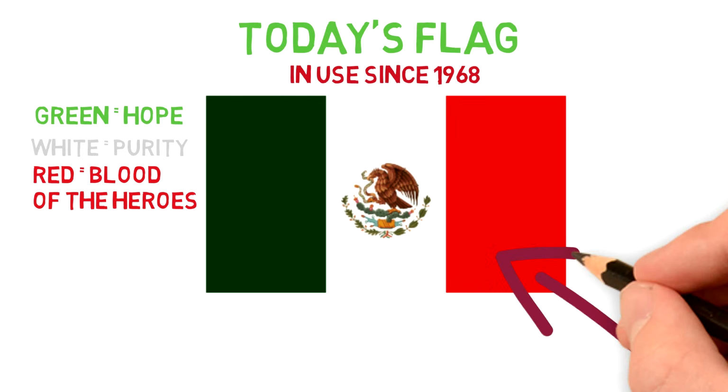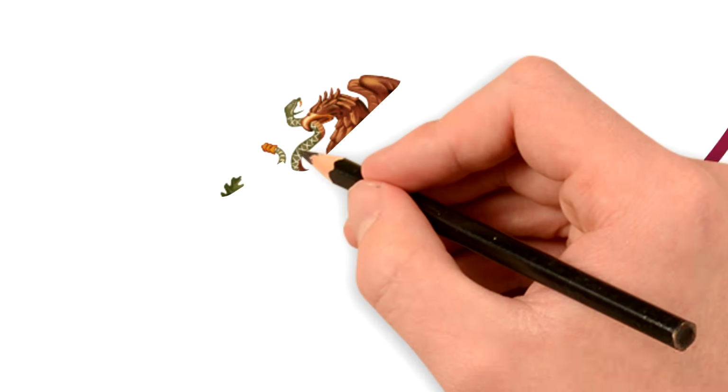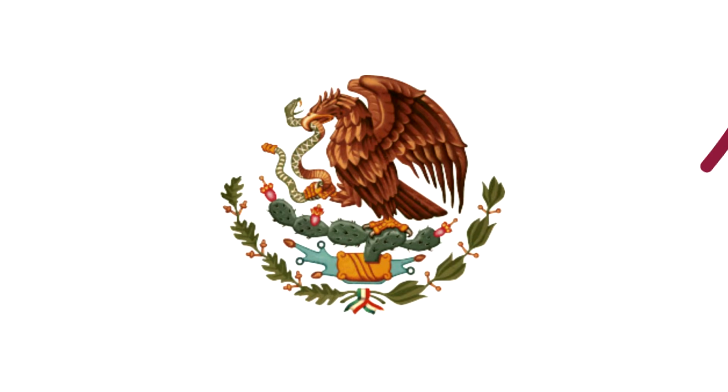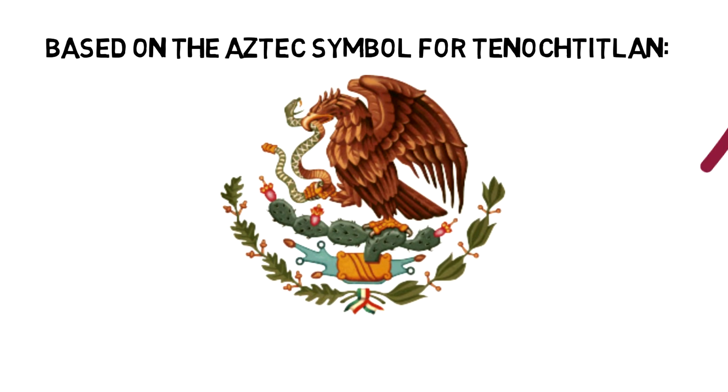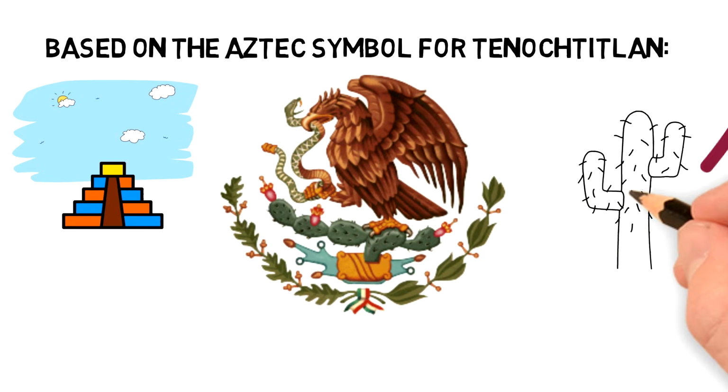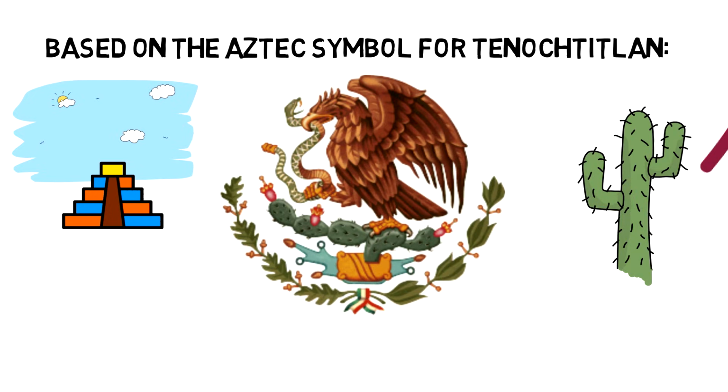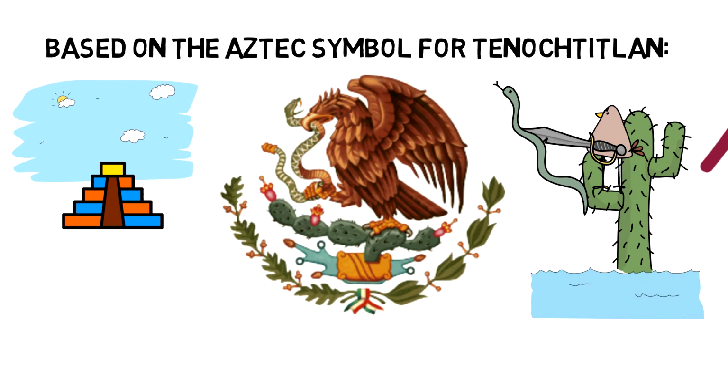The central symbol with the eagle is based on the Aztec symbol for, and I'm gonna mispronounce this, Tenochtitlan, now Mexico City. According to legend, the gods had advised the Aztecs that the place where they should settle would be identified when they saw an eagle on a cactus pear tree killing a serpent. It is said that they saw this eagle on top of a lake, on top of the tree, now one of the central squares in Mexico City.